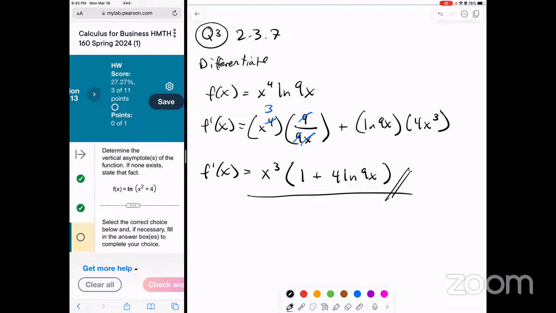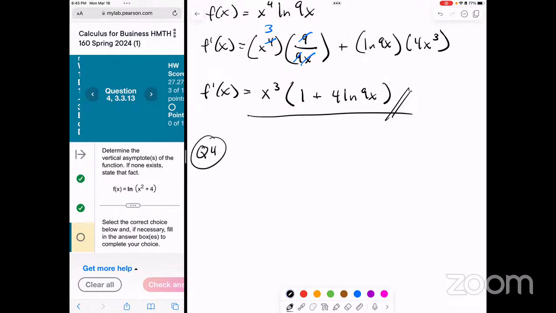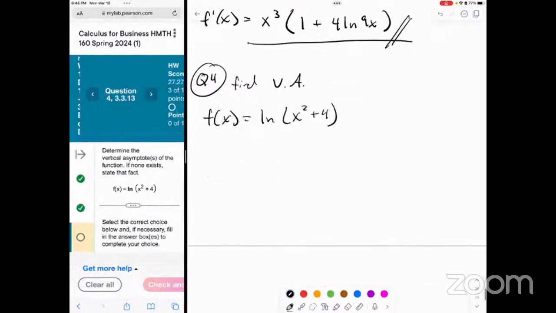All right, this is question 4. Find the vertical asymptote. We have this f of x equals the natural log of x squared plus 4. So again, if we're finding the domain of the log, this x squared plus 4 has to be strictly greater than 0. So let's see what happens when we solve this. Subtract. We get x squared is greater than a negative 4.